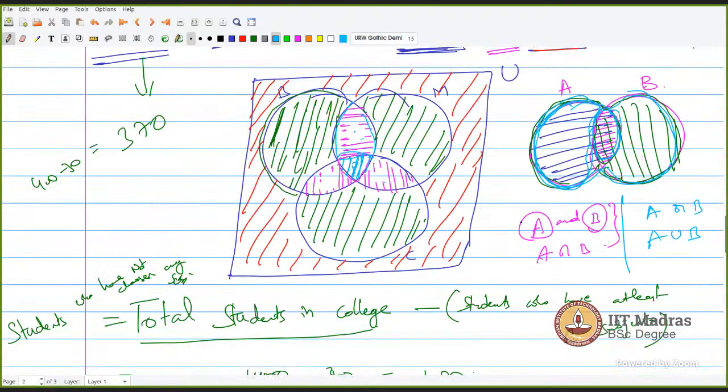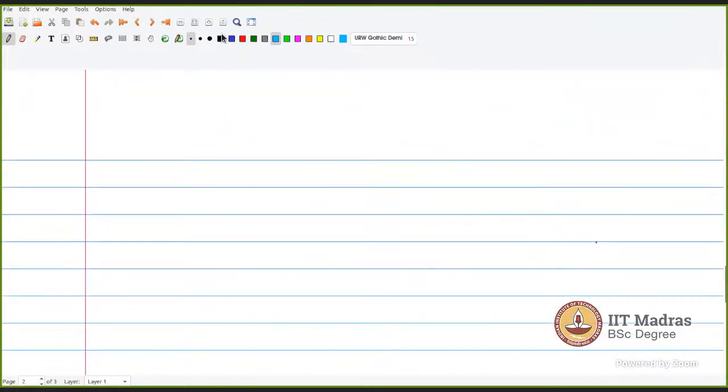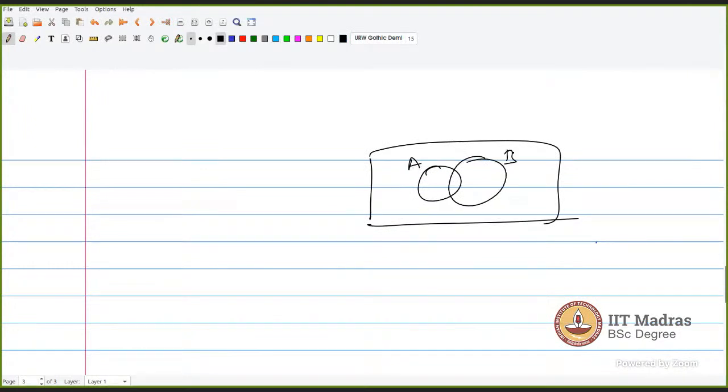Actually, treat A complement like whatever the elements which are not in A will be in A complement. Opposite of A. So when you say opposite of A, we have to consider even the A intersection B also, right? Because in A intersection B, there are some elements which are present in A. So that doesn't come under complement, right? No. If this is the intersection, all the elements which are present in A intersection B will be in A.